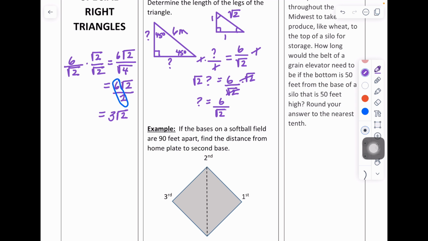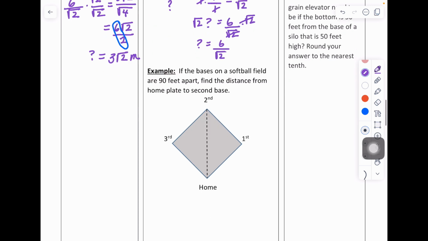So the length of question mark, or the side lengths, is 3 square root of 2 meters. Now that would be a decimal if we put it in a calculator. We're not going to worry about that right now. I just wanted to show you how to do that. So if we wanted the decimal length, we'd find the square root of 2 and multiply it by 3. Okay. Let's look at another example.